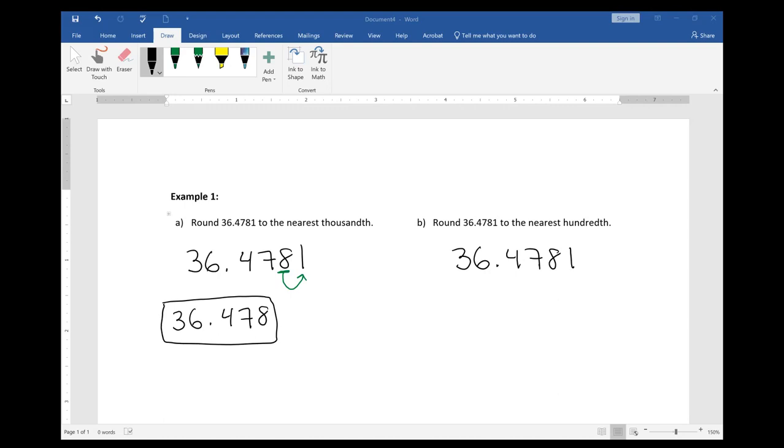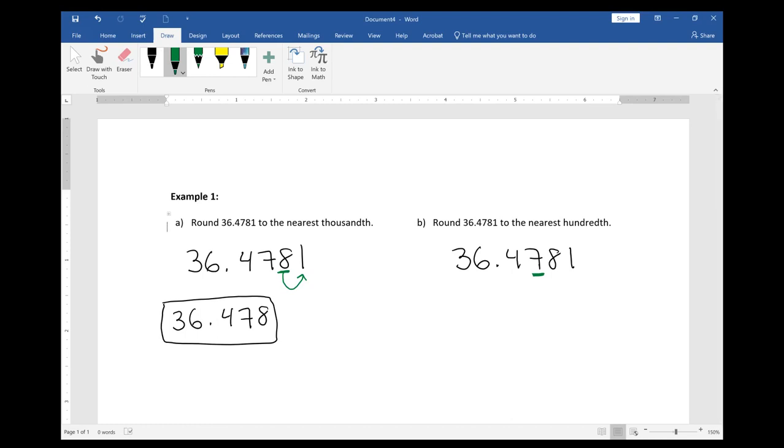Example 1b, round 36.4781 to the nearest hundredth. The hundredths place is the second digit to the right of the decimal point. Hence, in this particular case, 7 will be in the hundredths place.